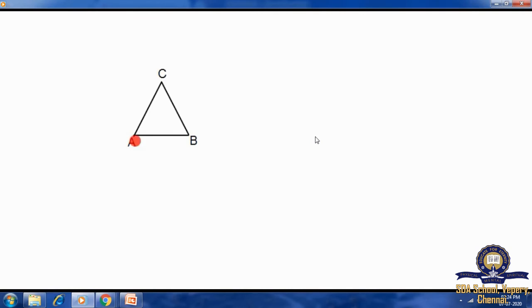There are 3 corners in triangle, that is A, B and C. Now we are going to write it as A, B, C for corners.